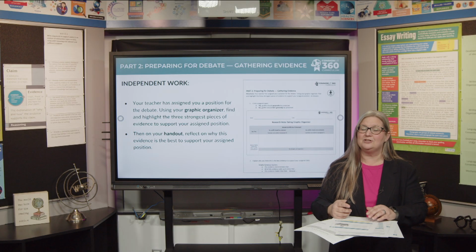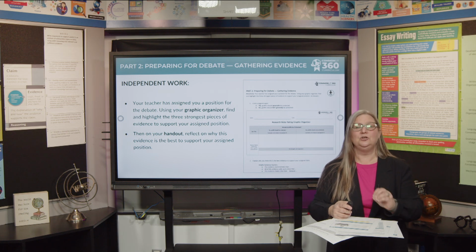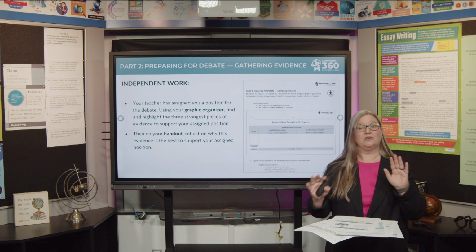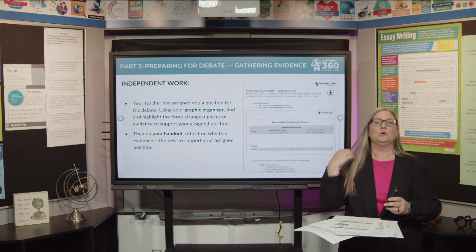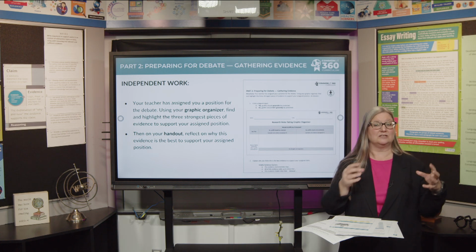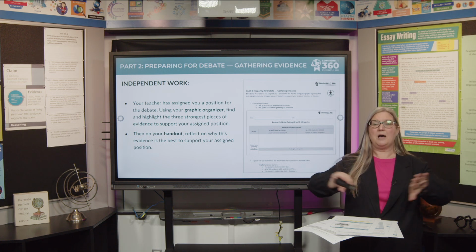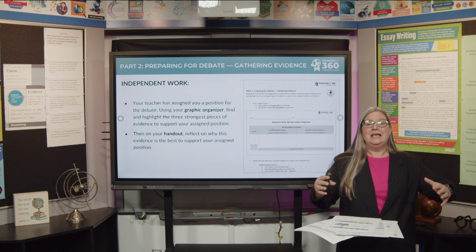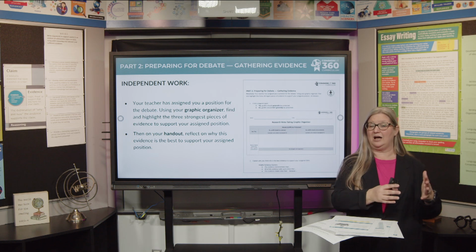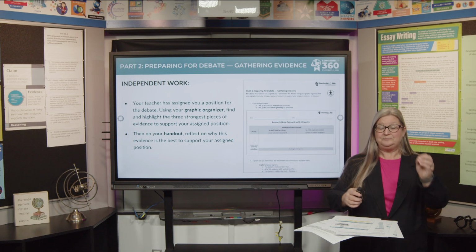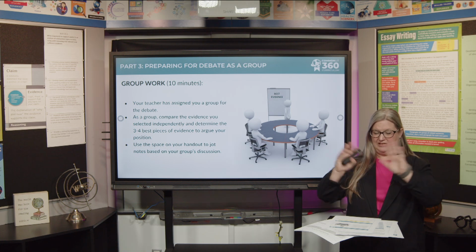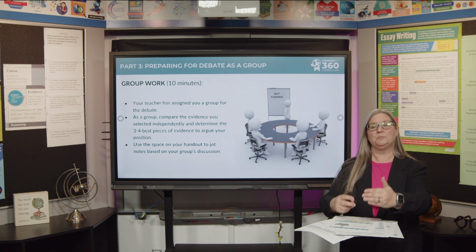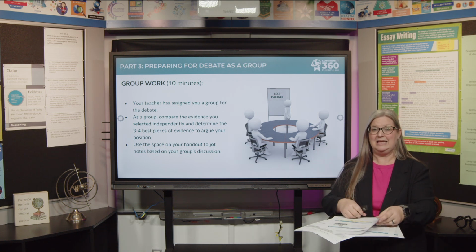All right, great job working independently. You should have some really good evidence for your argument, for both sides, or for the side that your teacher put you in. Now you are going to work with your group, whether that's a small group or a large group, but there should be 2 different sides, and your teacher needs to decide how you are going to work. So for about 10 minutes, your teacher is going to have given you this group, and you are going to prepare for that as a group.